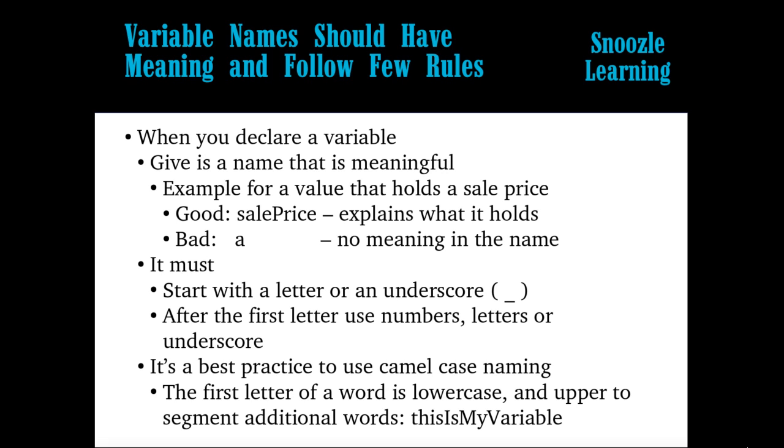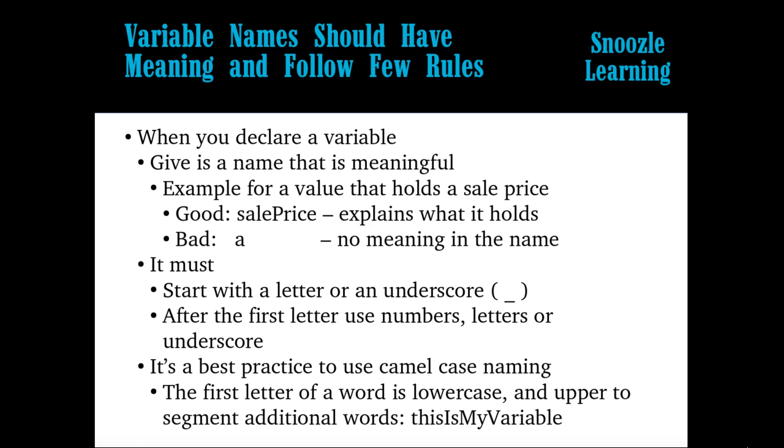There are a few rules and best practices for the names. When we declare a variable, we have the type and the name. When you declare a variable, give it a meaningful name. For example, if you're going to hold a sale price, a good example would be sale price. You explain what it means.